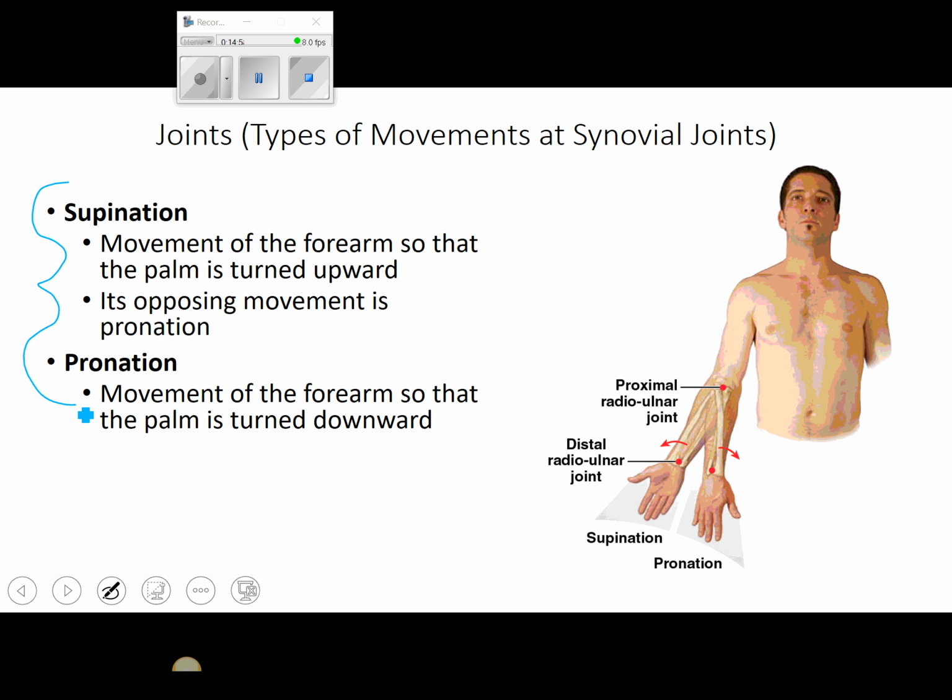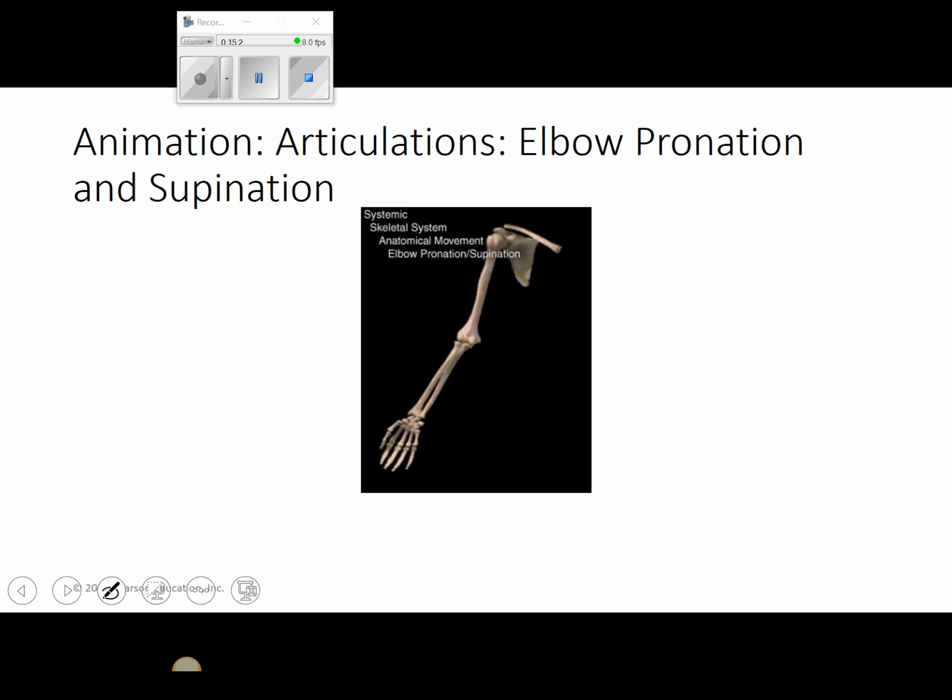Supination and pronation pertain to the arm. Supination is a movement of the forearm so that the palm is turned upward. Its opposing movement is pronation. When you have the forearm so that the palm is turned downward, that's pronation. Again, here's a short animation you can watch when you have time.